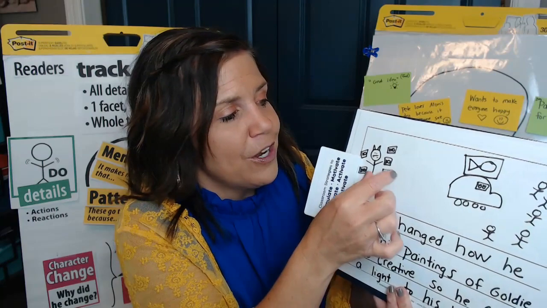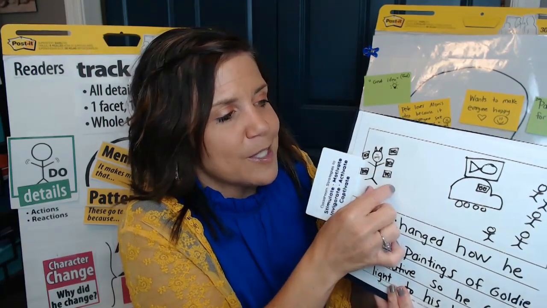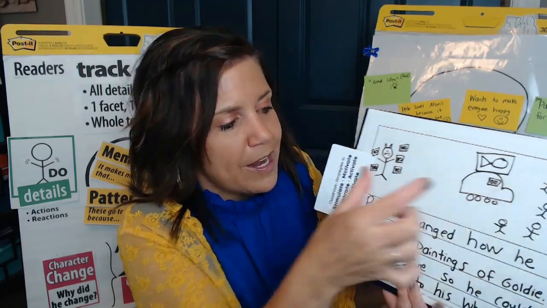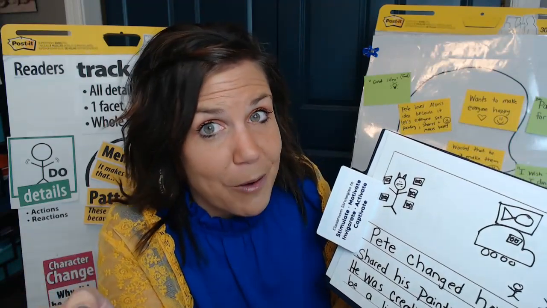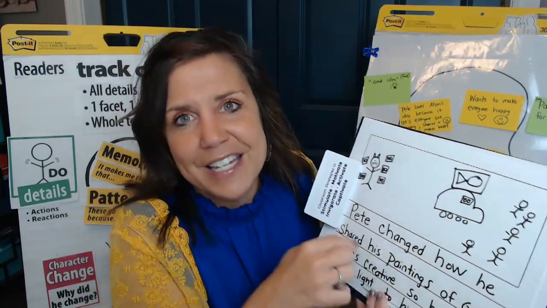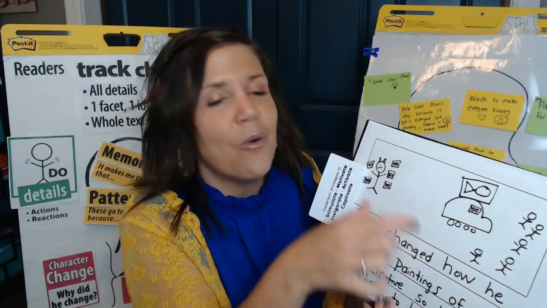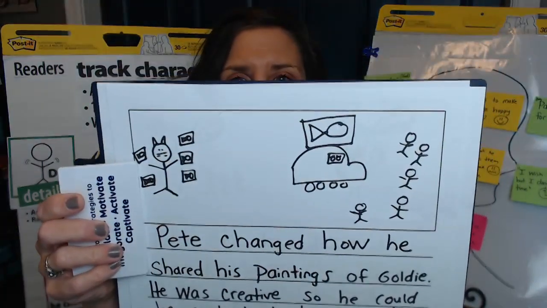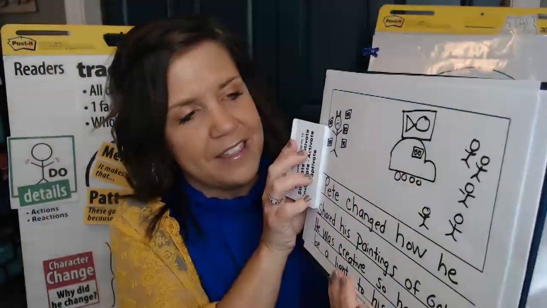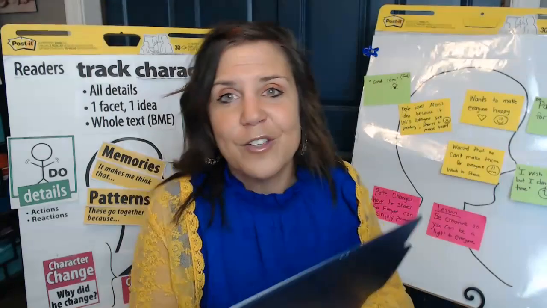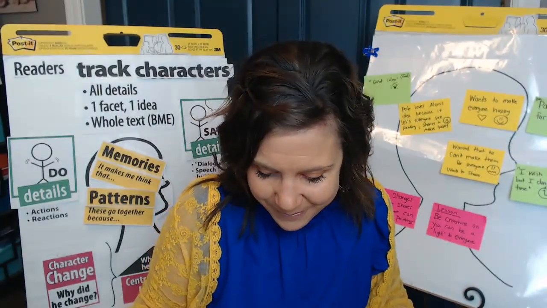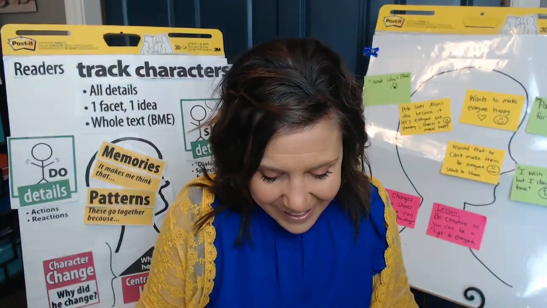You could draw a picture. He started off painting lots of paintings and then he ended with one. Or if you're starting to write words, you could write some sentences, some words to talk about how he changed and the lesson that he learned. Okay, so are you guys ready to try it with me? I think you can do this.